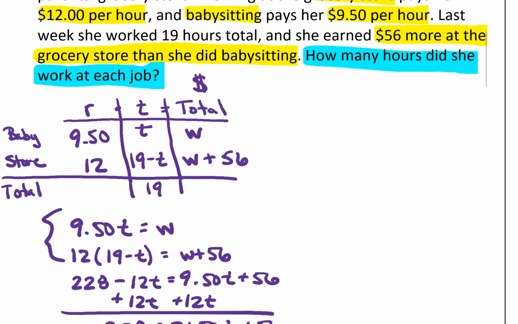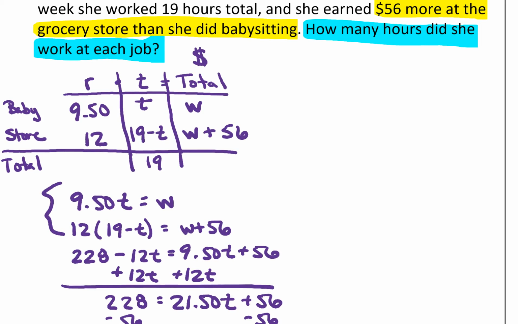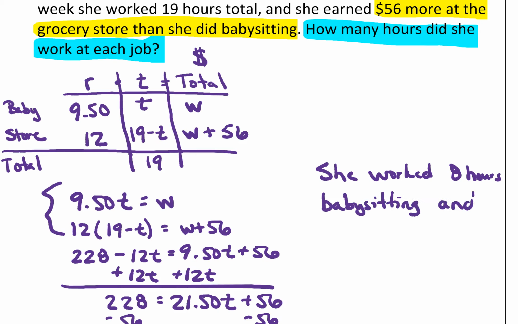And then let's go up here and see what they want us to know. They want to know how many hours did she work at each job. So babysitting, she worked 8 hours, because that's our T. And at the store, 19 minus 8 means she worked 11.